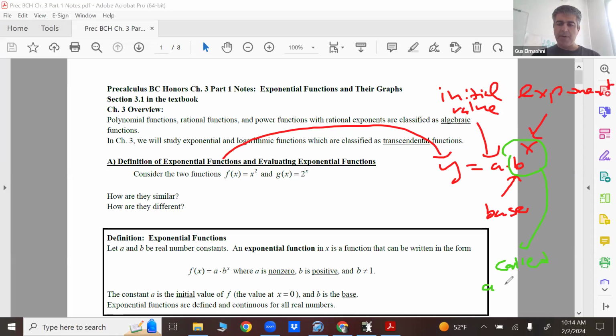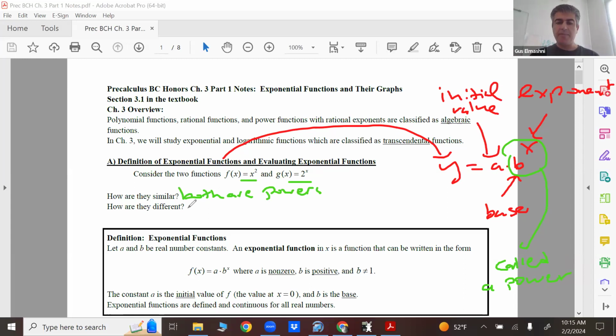So I'll make sure we're clear on terminology. Like x is not a power, b is not a power. B to the x as a whole is called a power, where b is the base of the power and x is the exponent of the power. Okay, so we want to make sure we're clear on that terminology. So how are they similar? X squared and 2 to x, both are powers, right? They're both powers.